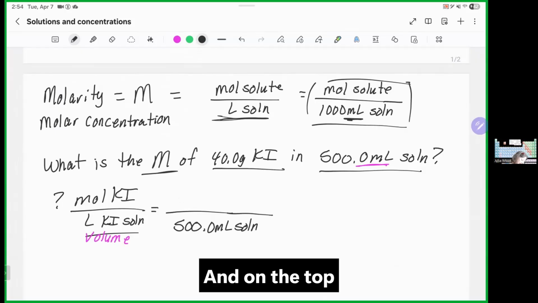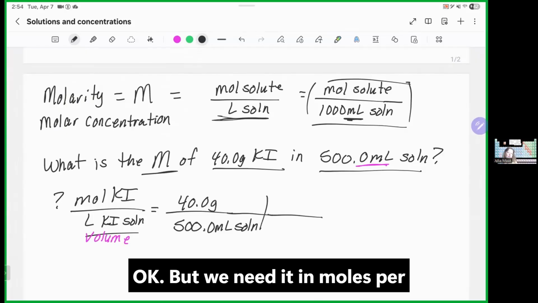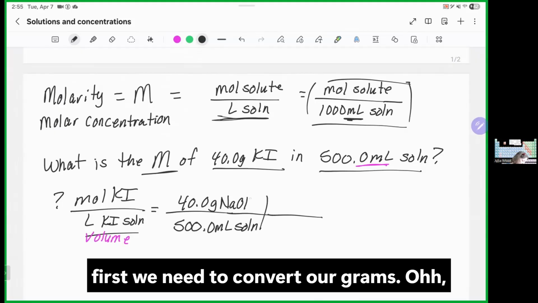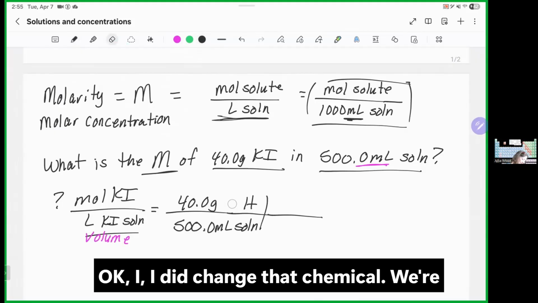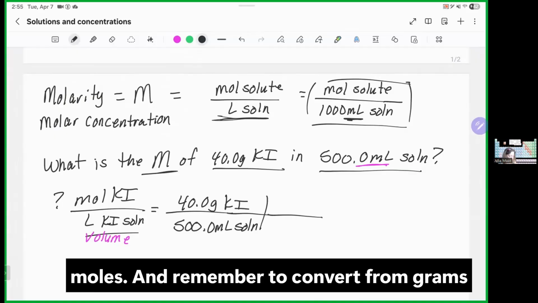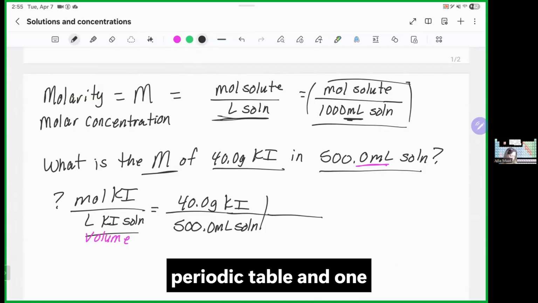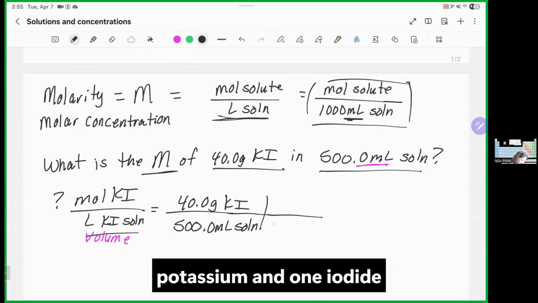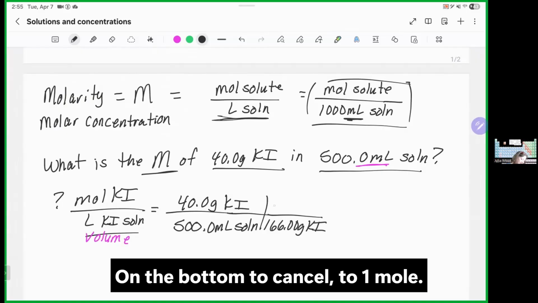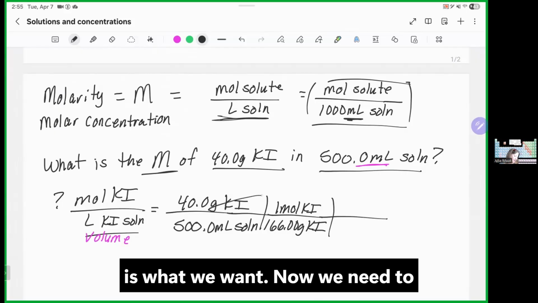And on the top is our solute. But we need it in moles per liter. We're in grams per milliliter. So first we need to convert our grams. Oh, KI, I did change that chemical. We're going to have to convert our grams to moles. And remember, to convert from grams to moles, we're always using the molar mass off of the periodic table. And 1 potassium and 1 iodide weighs 166.00 on the bottom to cancel to 1 mole. So we're at moles on the top, which is what we want.